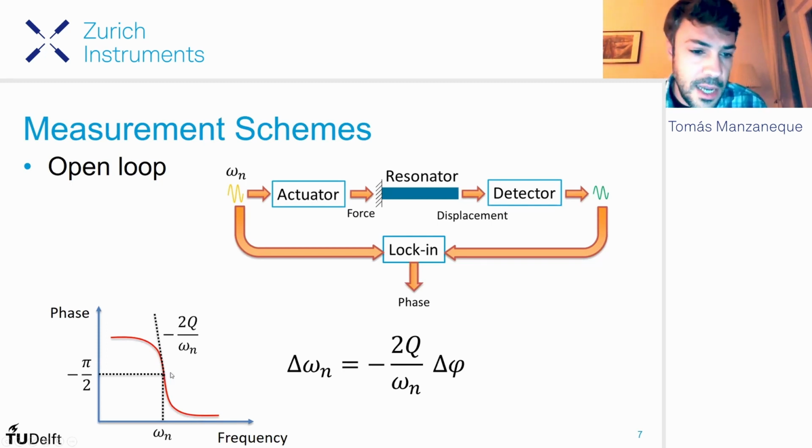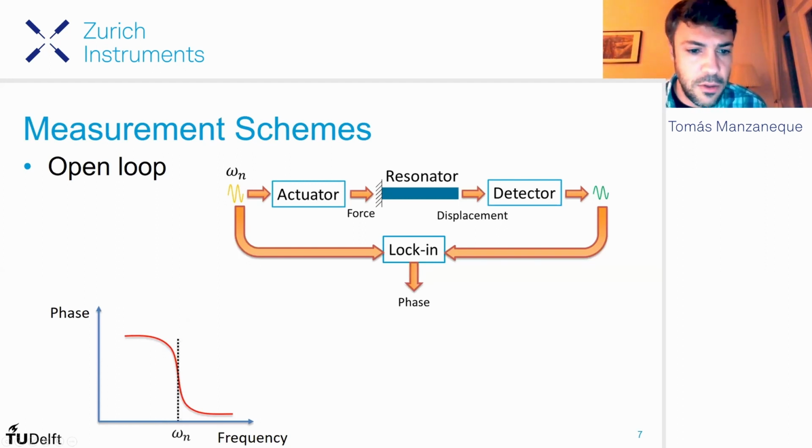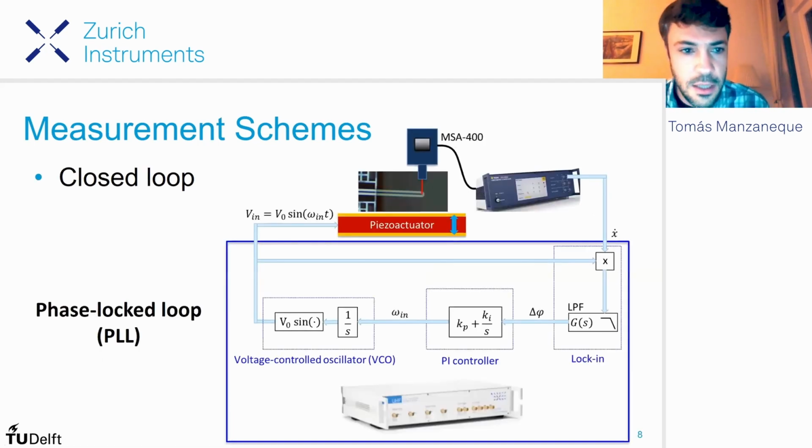But if we have a large mass added, or if the resonance frequency is presenting drift due to temperature changes, and then the resonance frequency changes significantly, then we are in a situation like this in which we no longer know the slope of the curve here. So we need to update our actuation frequency back to the new resonance frequency. So we need a system to do this continuously, to update the actuation frequency continuously. And this is exactly a closed loop system, which is the second method for interrogation.